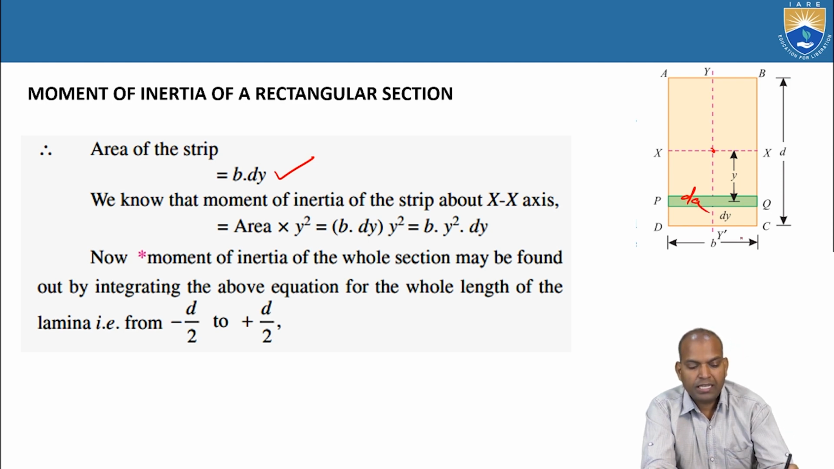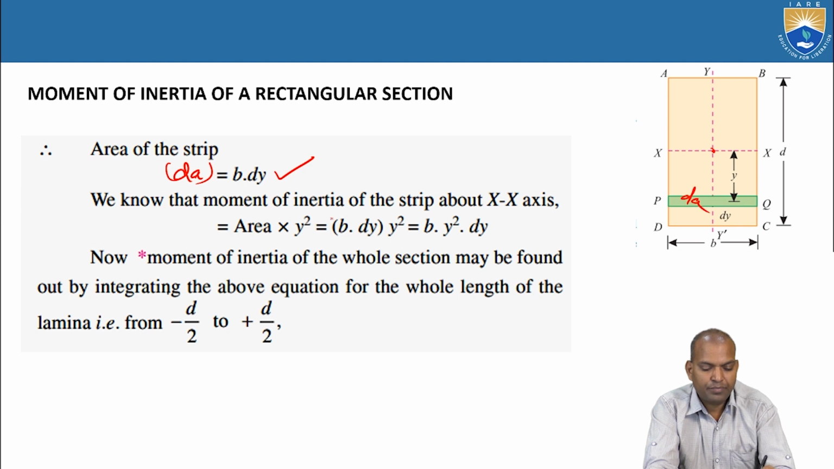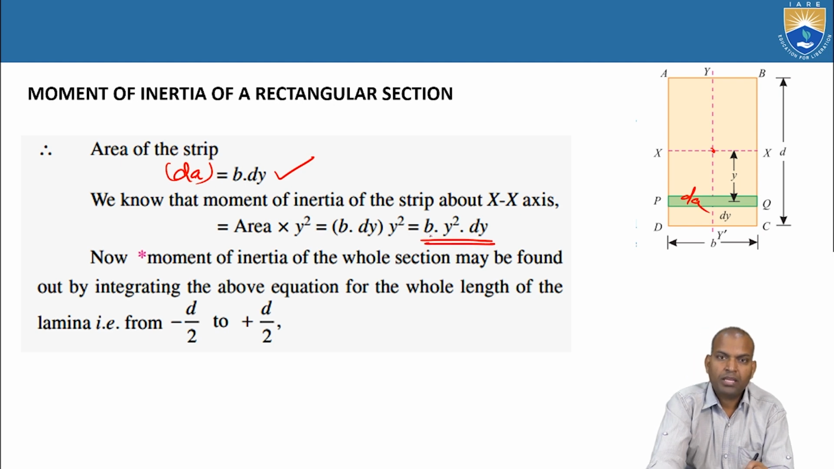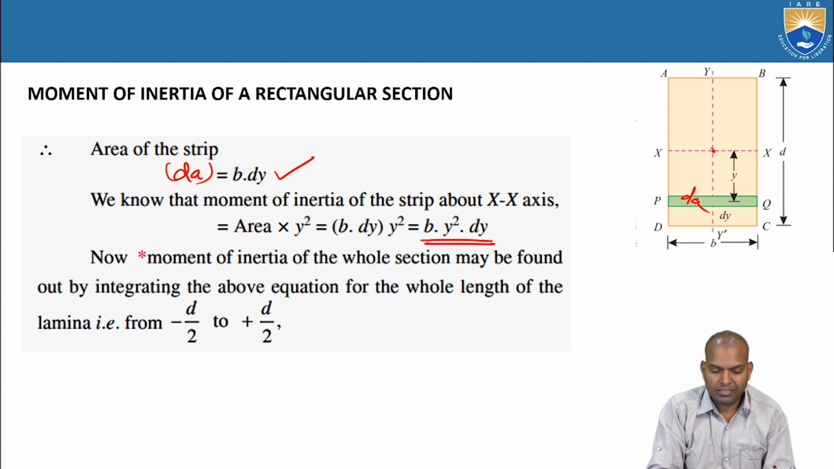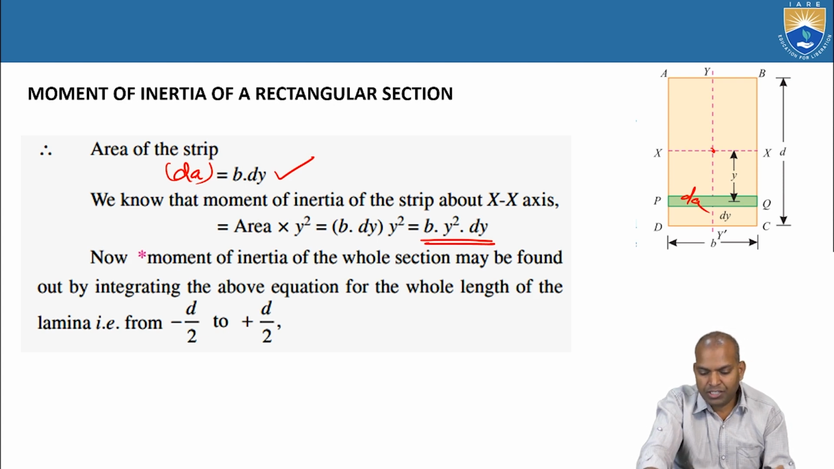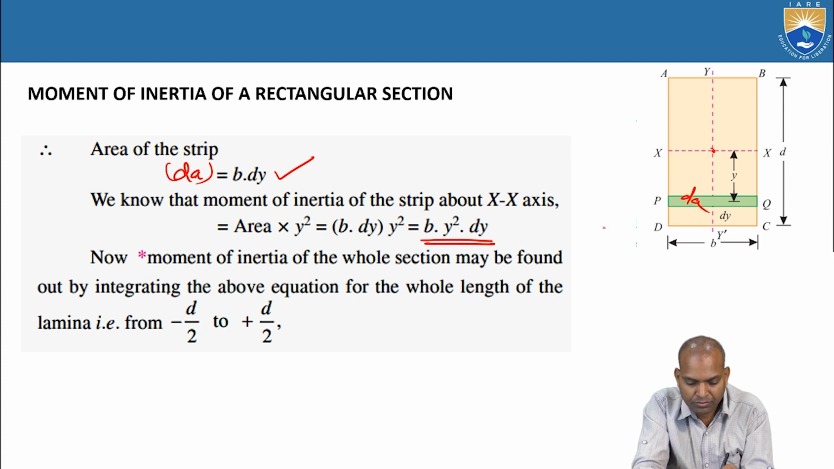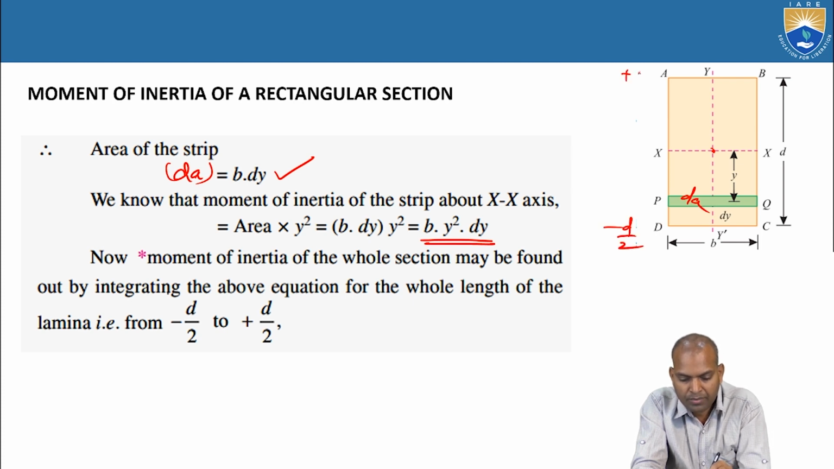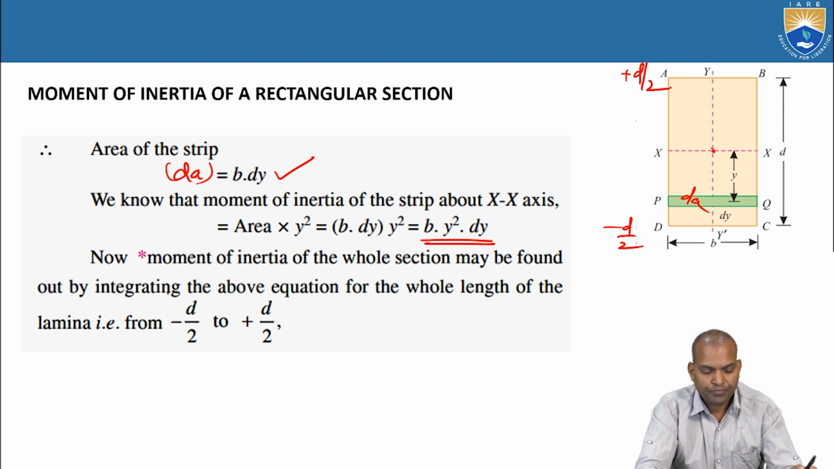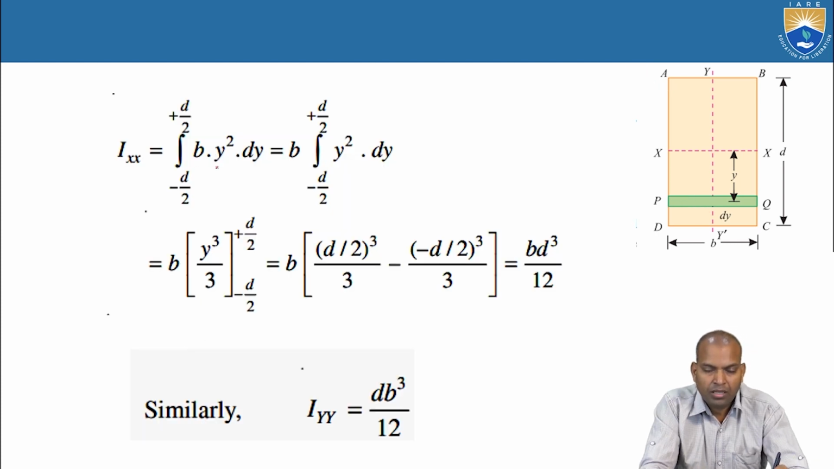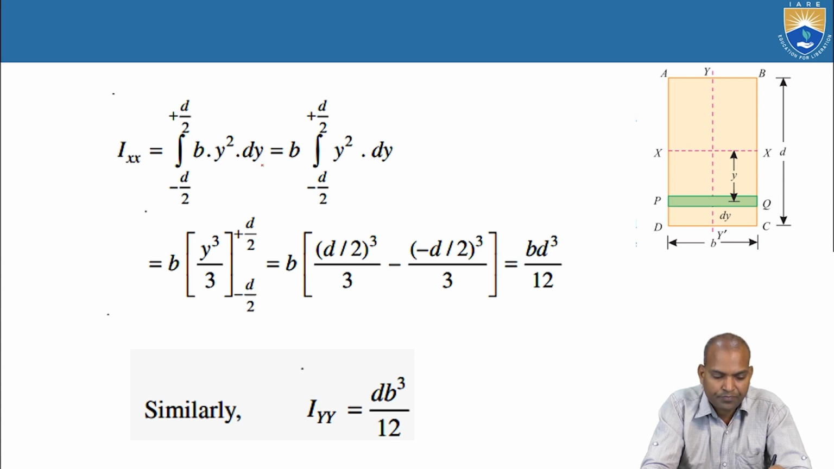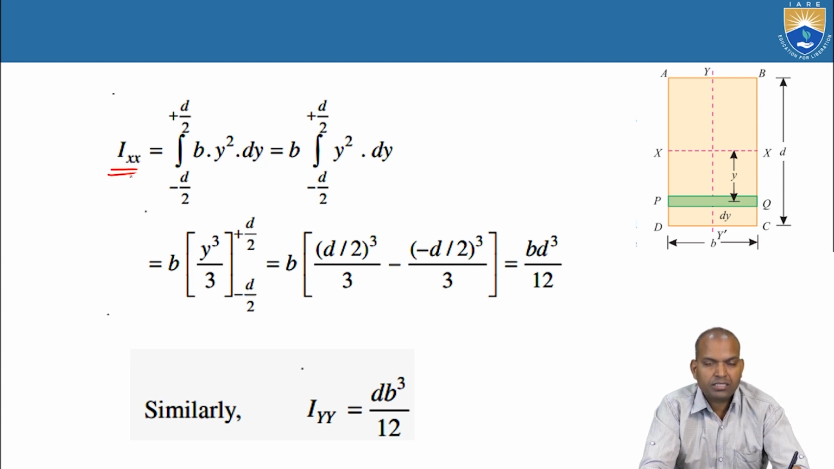So what is the elemental area dA? dA is b times the elemental thickness dy, and with y square, that is b y square dy. We want to total all elements about the axis, so we have to integrate. The limits are minus d by 2 to plus d by 2, of b y square dy. So that is Ixx.